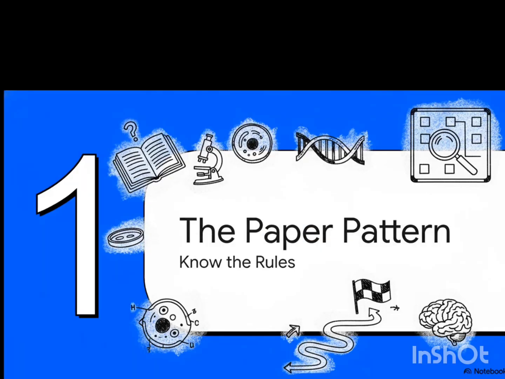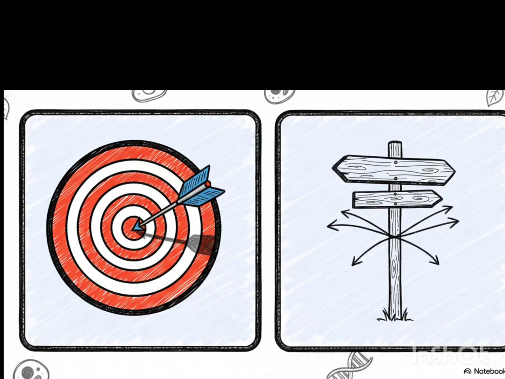All right, first things first. To win any game, you've got to know the rules, right? So our first stop is getting super familiar with the structure of the biology paper. Seriously, knowing what to expect is half the battle won before you even walk into the exam hall. So your paper is basically split right down the middle, Section A and Section B, both worth 40 marks.